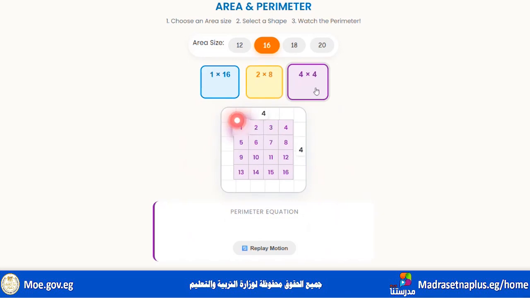Last one, 4 times 4 equals 16 square units. You can count the squares inside this polygon. You will get 16 square units, but the perimeter is 16 units. For the first one, 1 times 16 equals 16, but the perimeter is 16 plus 1 plus 16 plus 1 equals 34 units. For the second one, 2 times 8, that means rows by columns or length times width. We will get 16 square units for area, but the perimeter is 8 plus 2 plus 8 plus 2. It will be what? 20 units.